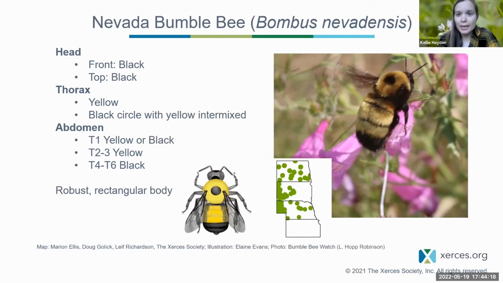Then next, we have the Nevada bumblebee. The front of the face is black. The top of the head is black. Thorax is yellow with a black circle, and there's some yellow hairs mixed within. T1 is yellow or black. T2 and 3 is yellow, and then the rest of the abdomen is black. What you'll notice about this species is that it is quite chunky. It is just very robust, very rectangular.